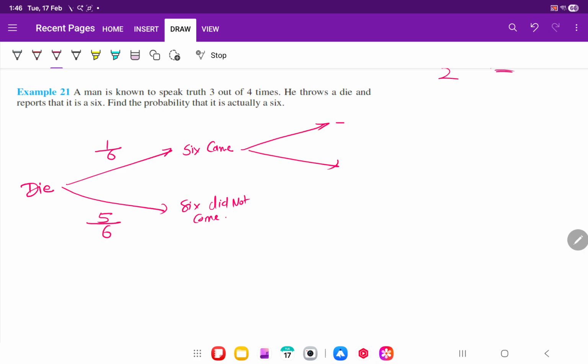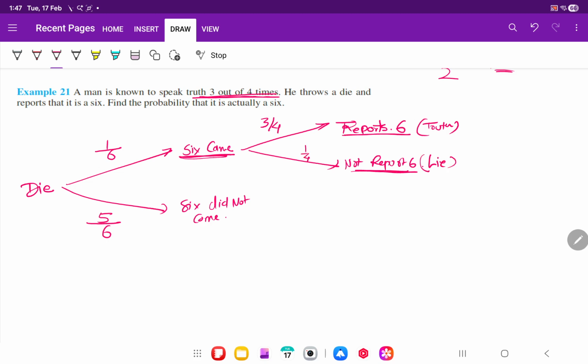Now there are two possibilities, that he reports 6 or he may not report 6. Correct? Suppose 6 came and he is reporting 6. So that means he is telling truth. So what is the probability that he is telling truth? It is 3 out of 4. If 6 came and he is not reporting 6, he is reporting something else, so he is lying. Correct? So that is 1 by 4. Though we don't need it.